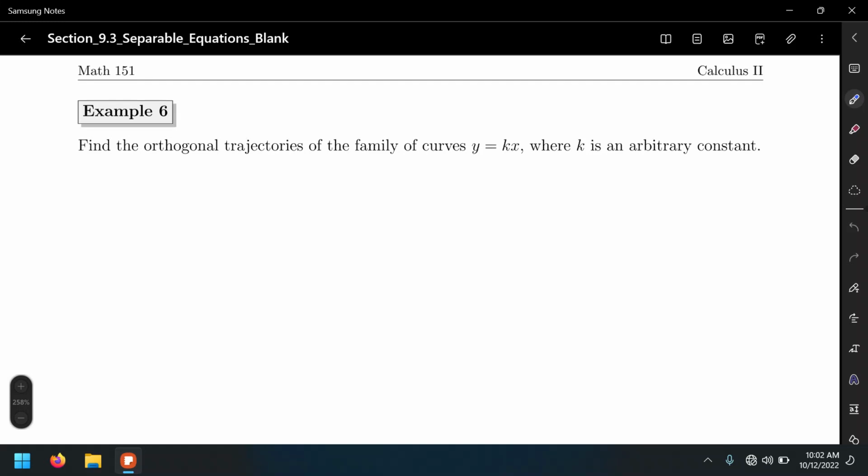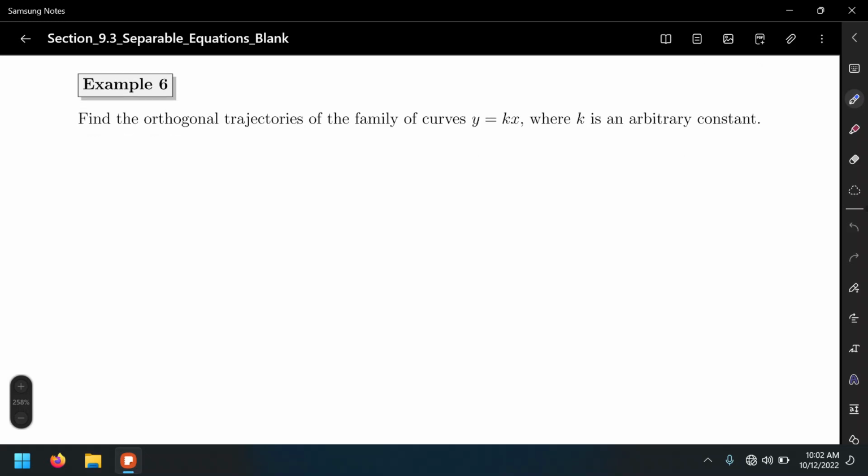So they're asking us to find the family of curves that are orthogonal to the family y equals kx, where k is just an arbitrary constant. In the same way that we did last time, let's find the derivative of this function. That's dy/dx equals k times the derivative of x, which is just k. Alright? So we're done with the derivative here.